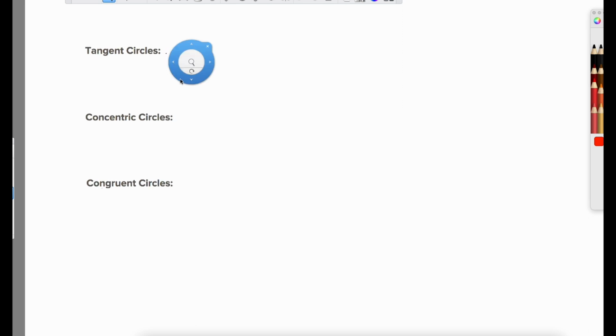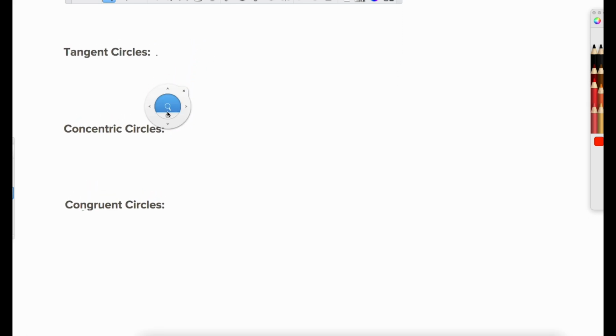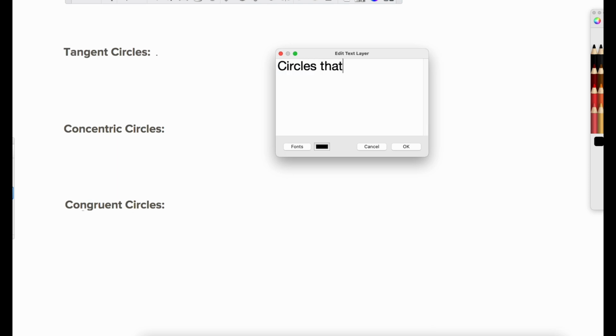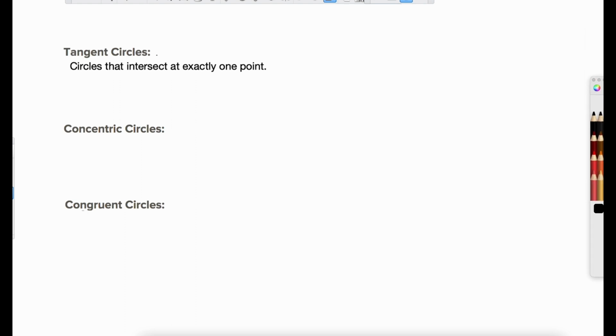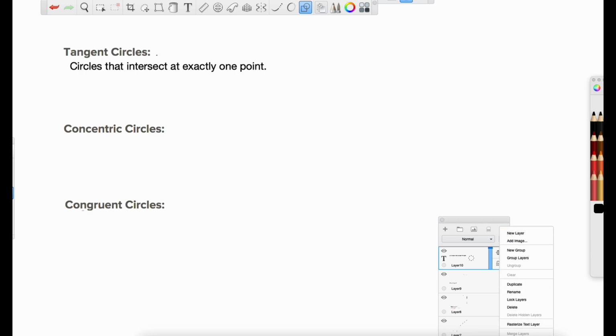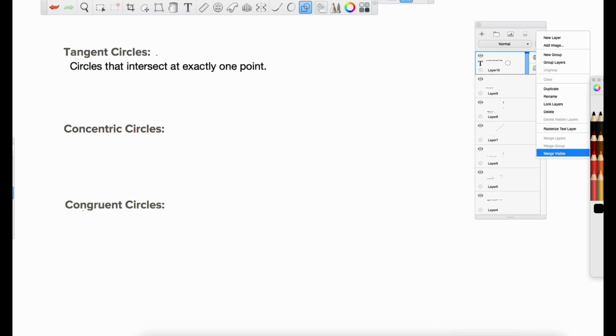With three more here, we have tangent circles, concentric circles, and congruent circles. Circles that intersect at exactly one point, those are tangent circles. Let's pop that on there. Circles that intersect at exactly one point. Let's get an example of what that looks like.